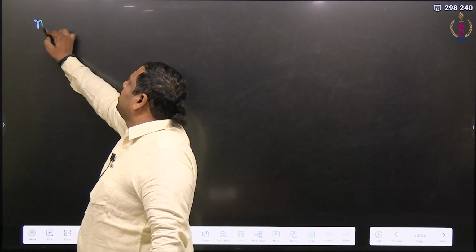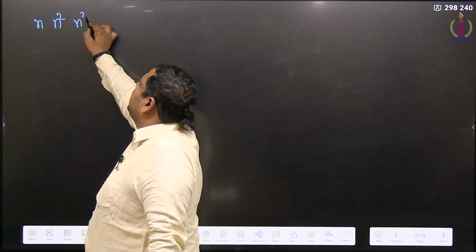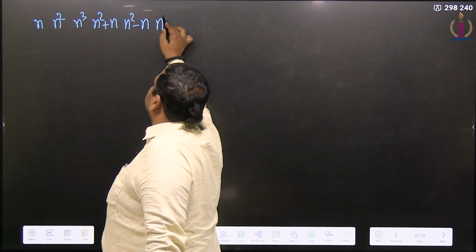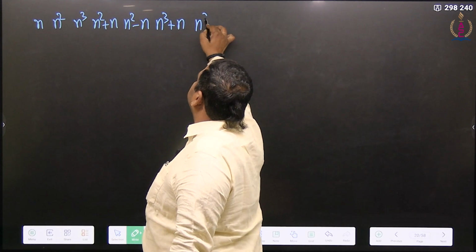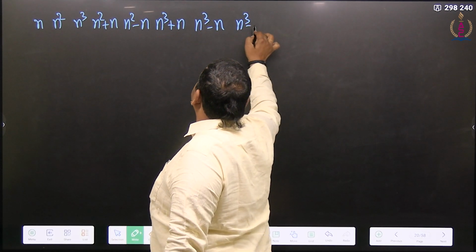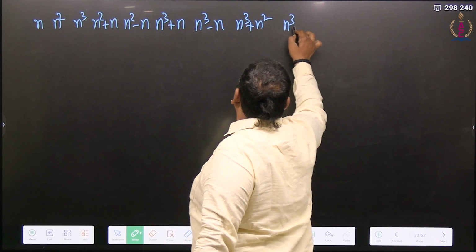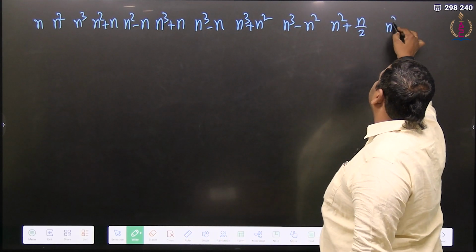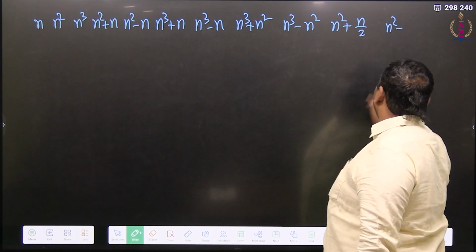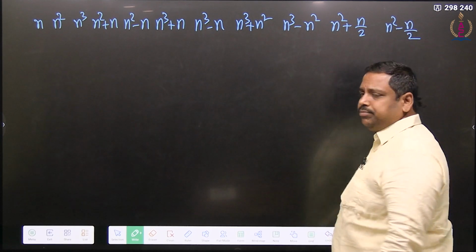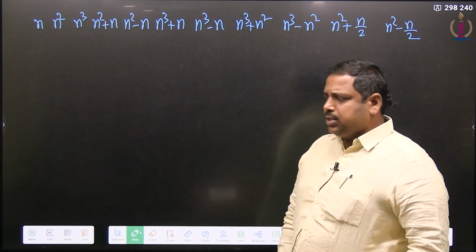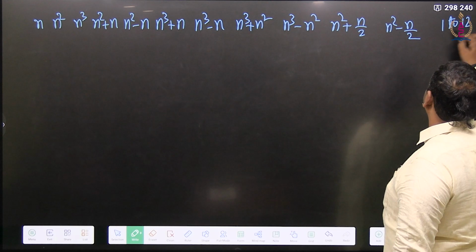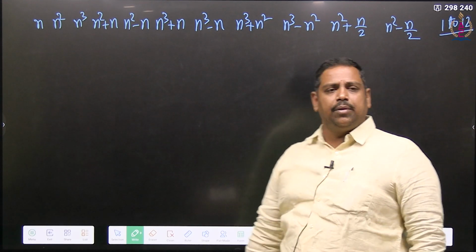Everybody has to prepare one table with the columns n, n square, n cube, n square plus n, n square minus n, n cube plus n, n cube minus n, n cube plus n square, n cube minus n square, n square plus n by 2 and n square minus n by 2. By taking these as the columns, you have to prepare one table for the values 1 to 12.